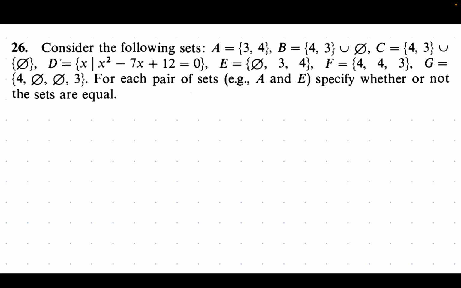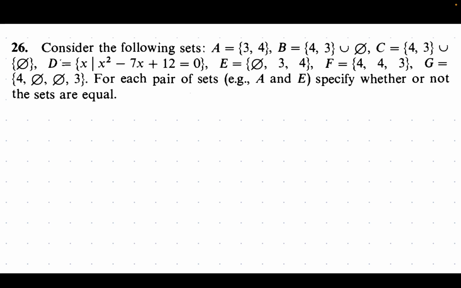E is the set containing the empty set, 3, and 4. F is a set containing 4, 4, and 3. And G is the set containing 4, the empty set, and 3. For each pair of sets, e.g. A and E, specify whether or not the sets are equal.